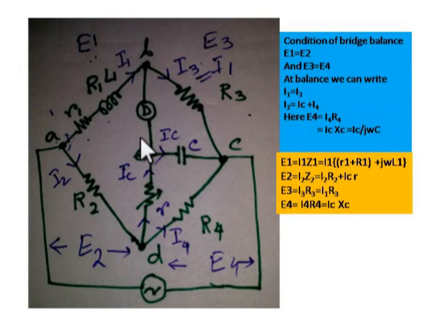This one is the figure of the Anderson bridge. Now, see, I pointed this one is the A, B, C, D, and this one is the E. When the bridge is balanced, there is no current that will flow through the detector. Now, the potential between the point A and B is represented as E1. That is, if I connect a voltmeter across A and B, this is E1.